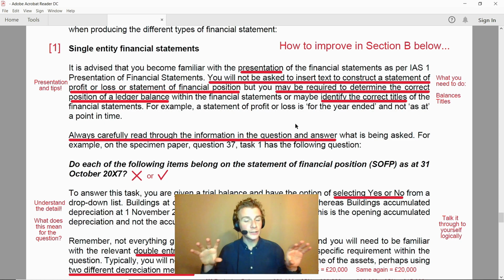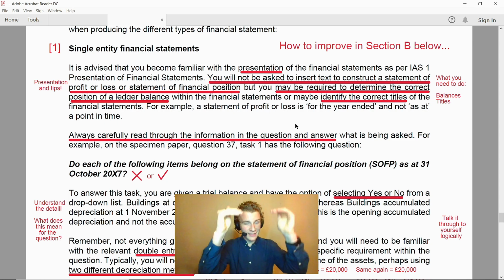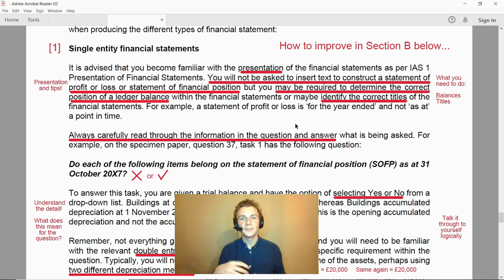And this is absolutely fundamental for your notes because it's the expectation of the examination that you're not expected to actually present the full financial statements top to bottom. You may be asked to actually insert text. So we've got on here, you will not be asked to insert text to construct the statement of profit and loss or statement of financial position, but you may be required to determine the correct position of a ledger balance. So whether that's in the current assets, the equity part, whatever it may be, profit, loss, costs, and identifying the correct titles.